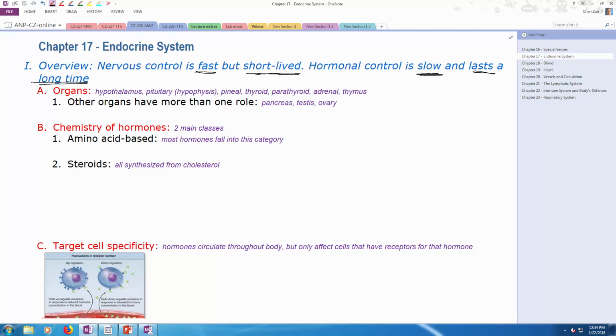We have a lot of organs associated with the endocrine system. So endocrine versus exocrine. Do you guys remember the difference between those two organs? Exocrine excretes to a surface.